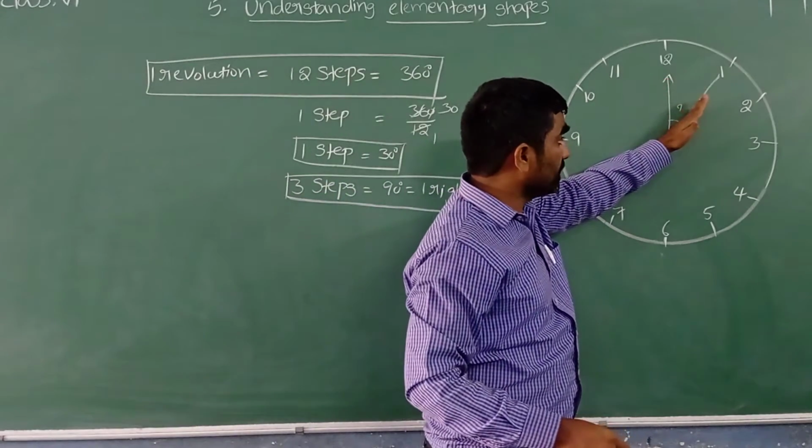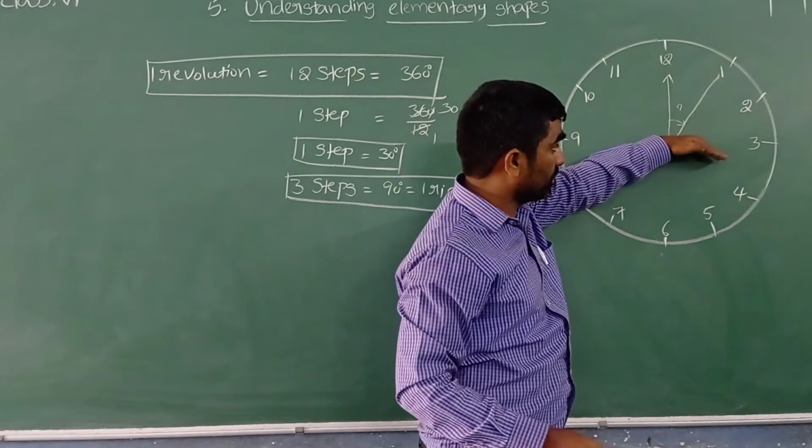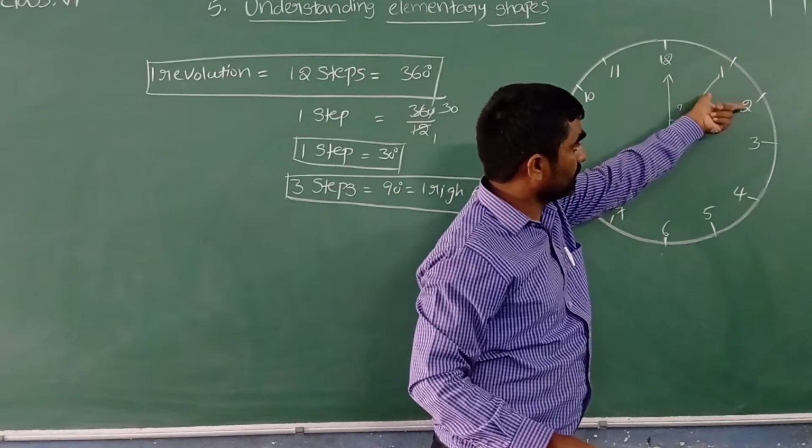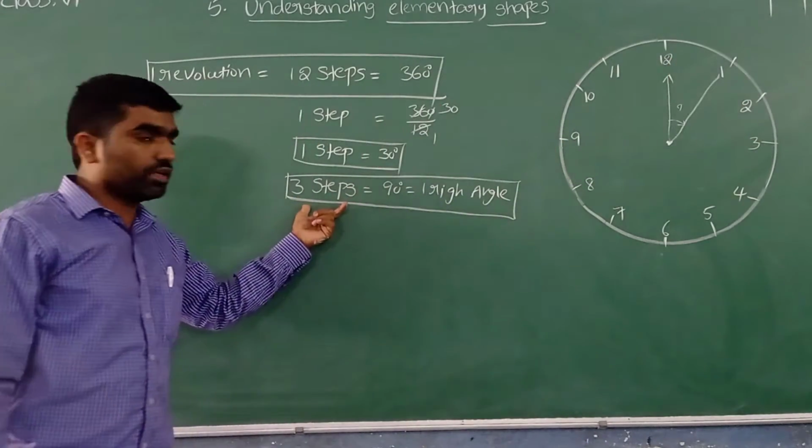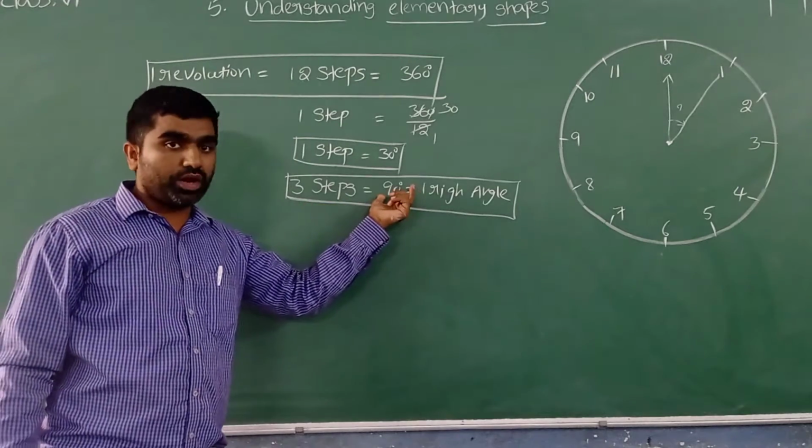See, one step is equal to 30 degrees. From 12 to 1, 30 degrees. From 1 to 2, 30. From 2 to 3, 30. Altogether 90. So for every 3 steps, you consider it as 90 degrees, one right angle.